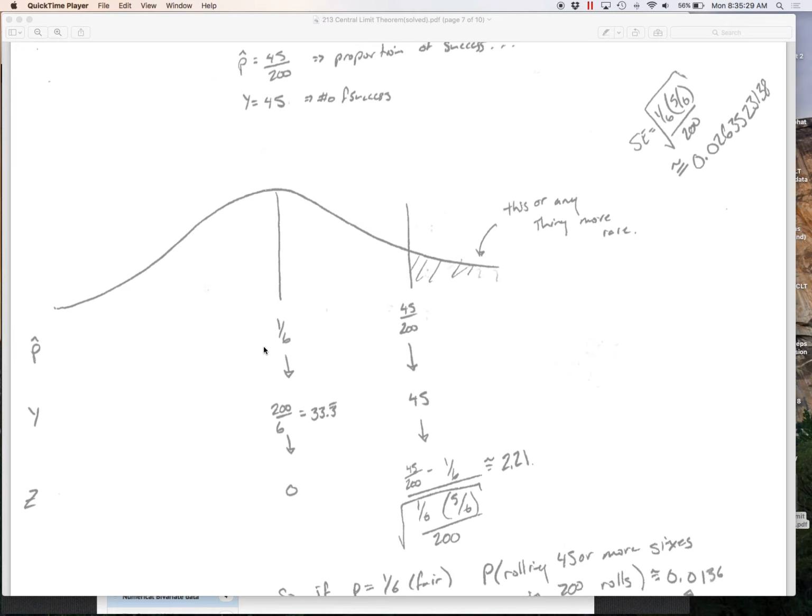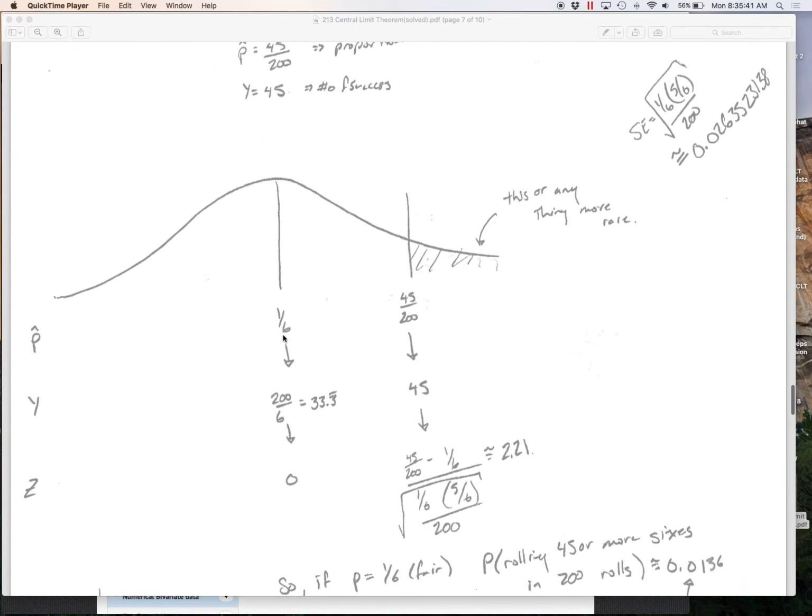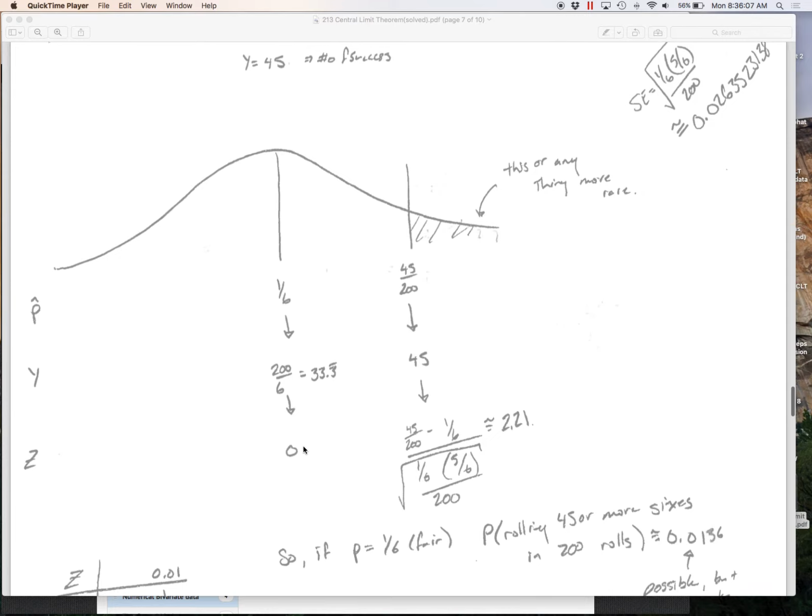In the middle, we expect to see 1/6 of the sample size to be sixes, no matter what the sample size is. In this case, out of the 200 times we tried, we expect every 6th one to be a 6, so 200 divided by 6. The number of successes that we expect is 33.3 repeating, so we expect 33.3 times out of 200 to get a 6. And in terms of a z-score, this is the middle, so the z-score will be 0.